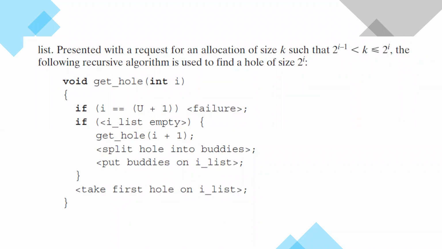So, presented with a request for an allocation of size k such that 2 raised to i minus 1 is less than k, less than or equal to 2 sub i, the following recursive algorithm is used to find a hole of size 2 sub i.